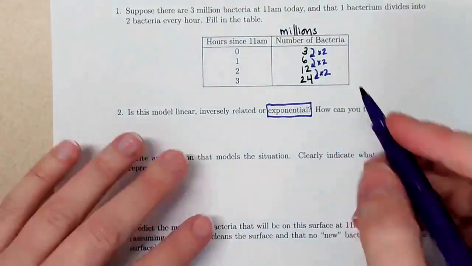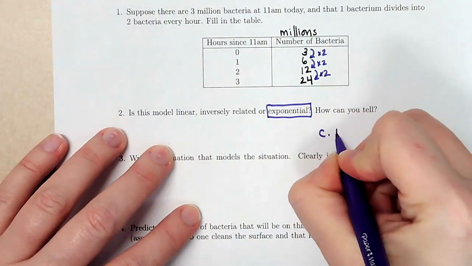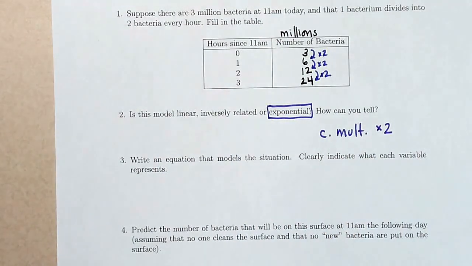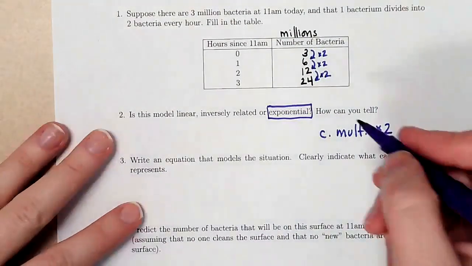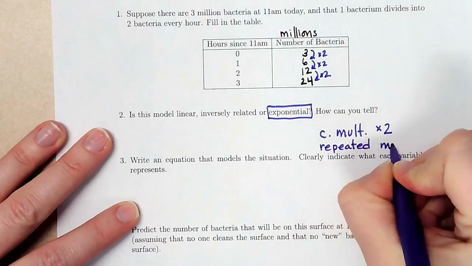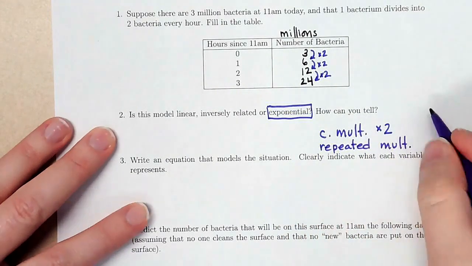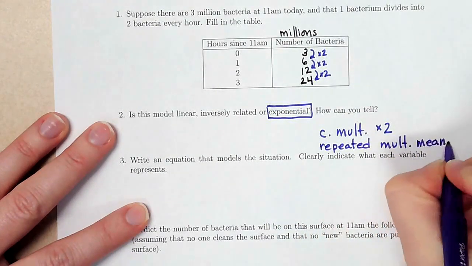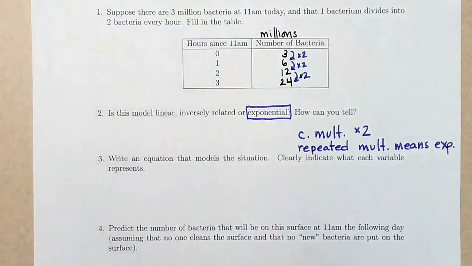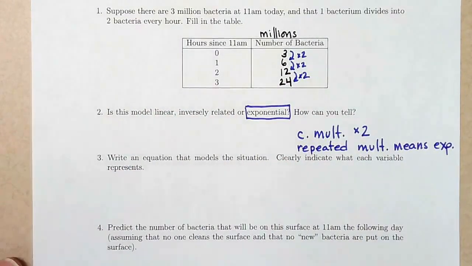How can you tell? A constant multiplier of times 2, which means that if you are repeatedly multiplying by 2, you need an exponent. Maybe I'll even write that. Repeated multiplication means exponents.